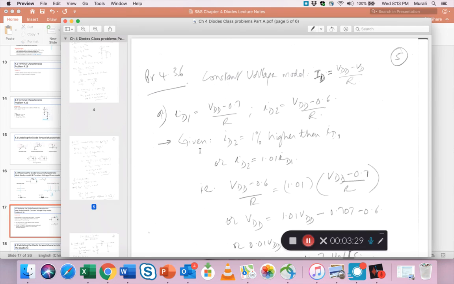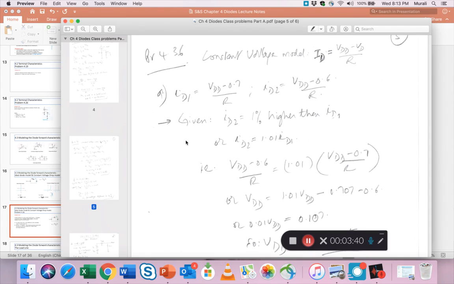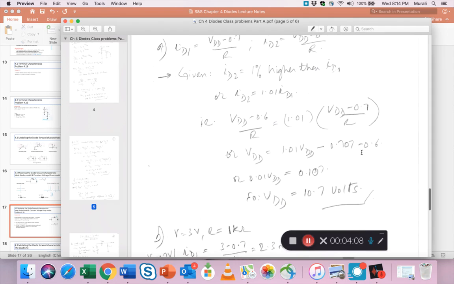So in the first part, we are trying to solve the first part. We don't know the values of R or VDD, right? We have to find, in spite of not knowing R, we are supposed to come up with a value for VDD. So let's see how we do it. So ID2 should be not more than 1% higher than ID1, right? So ID2 equals 1.01 times ID1. So if ID2 corresponds to 0.6, then VDD minus 0.6 by R, right, that is ID2, is 1.01 times ID1, where we use the 0.7 volts in the equation.